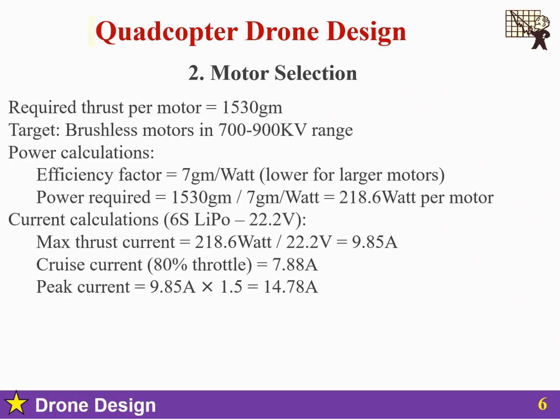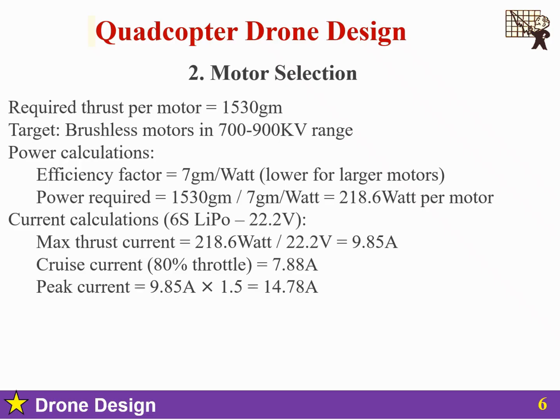Then next is the motor selection. With a 1530 grams thrust requirement per motor, we enter a completely different motor category compared to our 1 kg design. We now target brushless motors in the range of 700 to 900 kV, significantly lower than the 2300 to 2600 kV we used for the 1 kg drone. Why this dramatic change? Lower kV motors produce more torque at lower RPM, that is rotations per minute, allowing them to efficiently turn the larger propellers required for this thrust level.